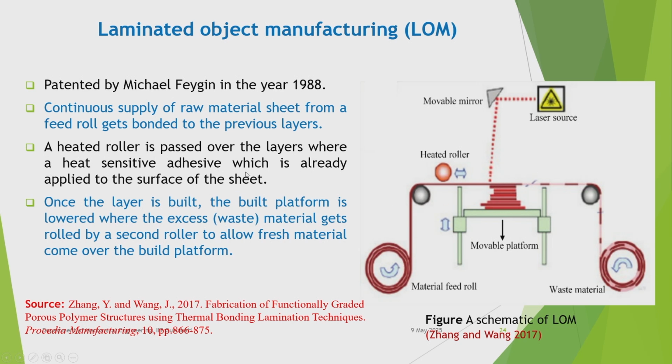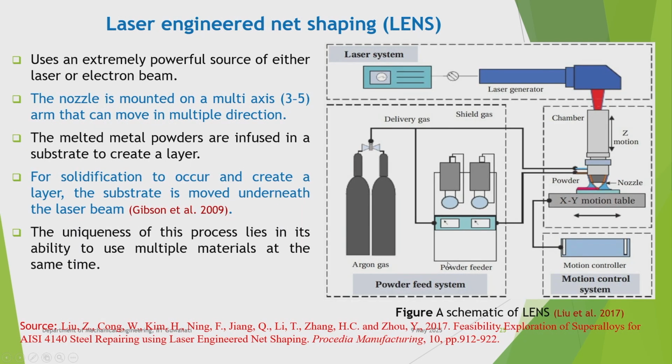A heated roller is passed over the layers where a heat sensitive adhesive is already applied to the surface of the sheet. Then once the layer is built, the build platform is lowered where the excess material gets rolled by a second roller to allow fresh material to come over the build platform. So, this is how it keeps doing this.